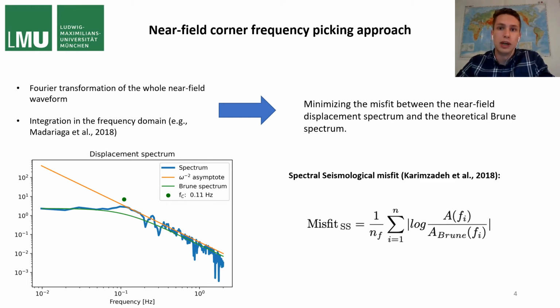For this approach, the near-field waveform spectrum is interpolated to an equal frequency spacing, and we use the spectral seismological misfit, which is a logarithmic misfit criterion, in order to weight high and low frequencies equally and to prevent an overweighting of strong oscillations. In this plot on the left, you can see an example of a synthetic displacement spectrum together with the corresponding Brune spectrum and the picked corner frequency. At this point, it's important to state that our analyzed waveforms do not match all the theoretical assumptions of the Brune model, since we are not in the far field and surface, path and site effects might be involved. But apart from the extreme near field, the observed spectra are in general rather similar to the Brune type spectrum.